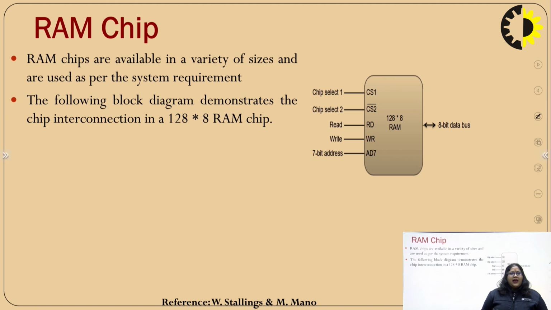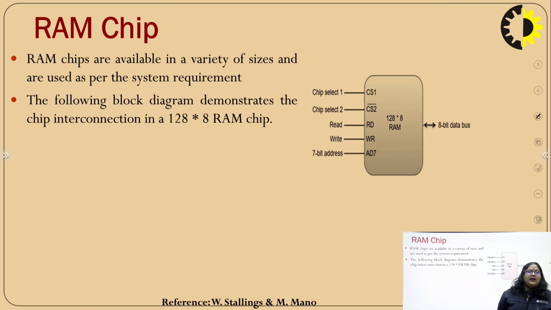RAM chips are available in a variety of sizes and are used as per the requirement. So this is the RAM chip. In the RAM chip the size is 128 in this particular example, but this is variable in size. Whichever size we want, we have to use that size. In RAM there are four basic concepts: CS1, CS2 complement, read, write and address 7. CS1 is chip select 1, CS2 is chip select 2, this is the complement of CS2, and read, write are the two modes, and the address lines.